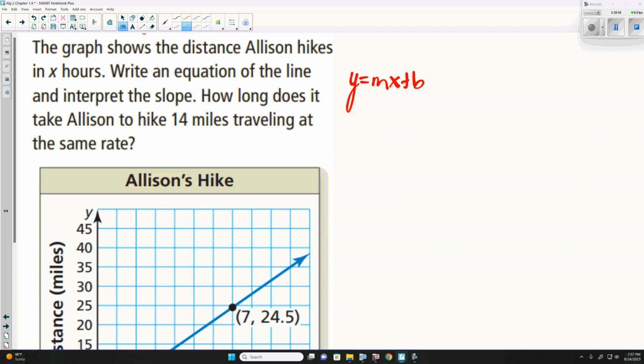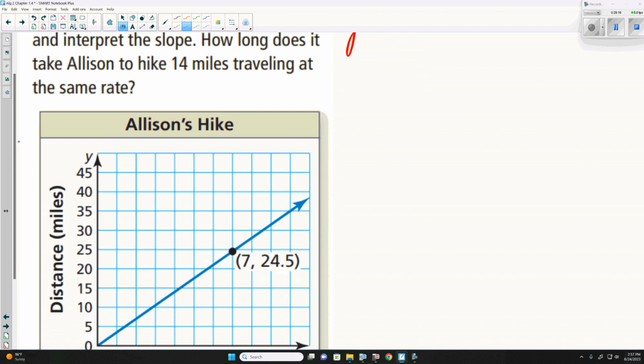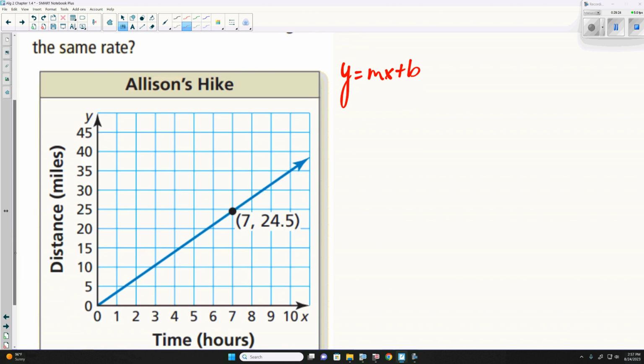Now, what I want to do is get through this one before we finish up today. The graph shows the distance Allison hikes in x hours. Write an equation of the line and interpret the slope. How long does it take Allison to hike 14 miles traveling at the same rate? If we look at the graph, they gave us 2 points. One of them is 7, 24.5. And what's the other one?